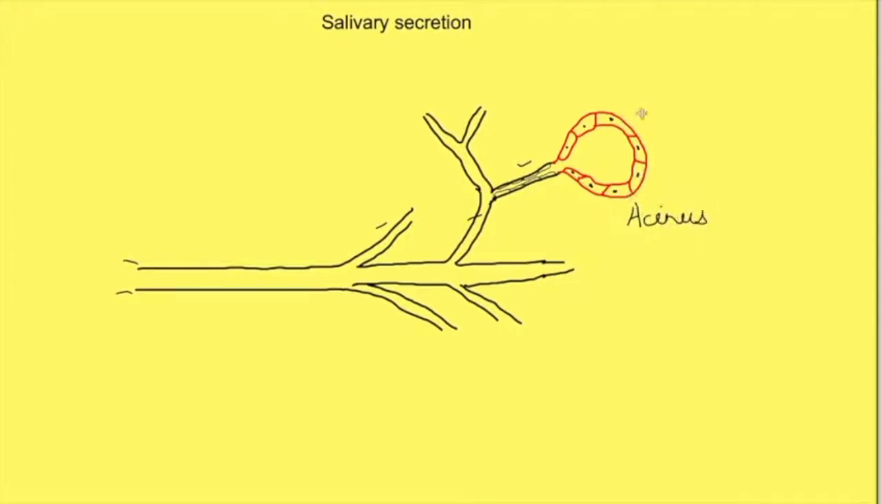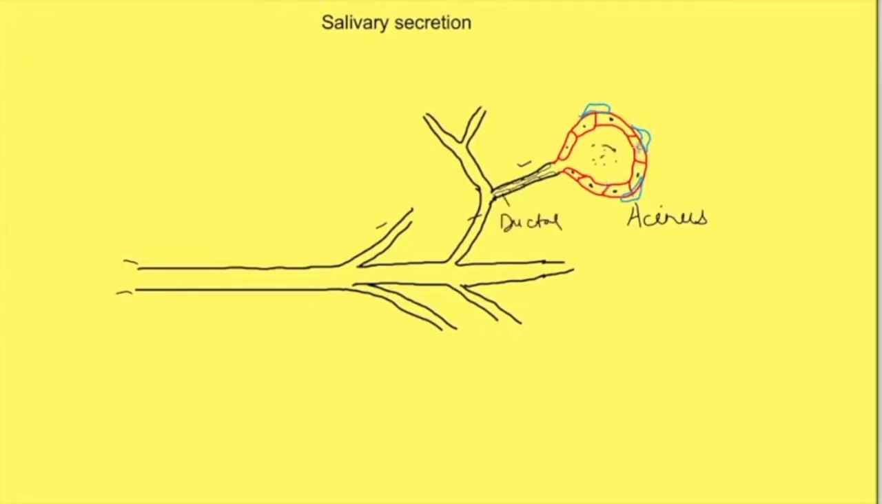Each acinus is lined by epithelial cells, which in turn are surrounded by myoepithelial cells. These myoepithelial cells can actually contract and they help in emptying the secretions which are present in the acinus into the duct. Now ducts are also lined by epithelial cells.